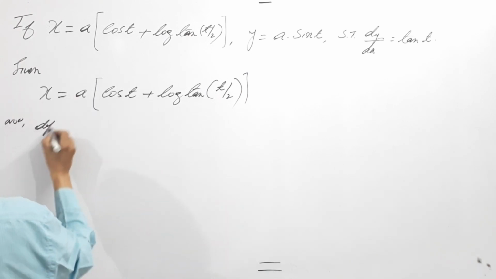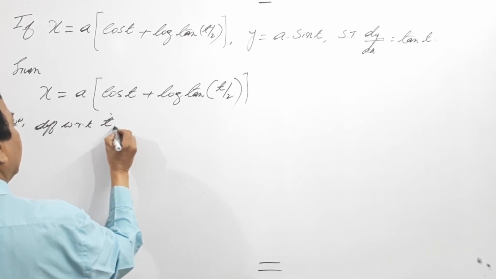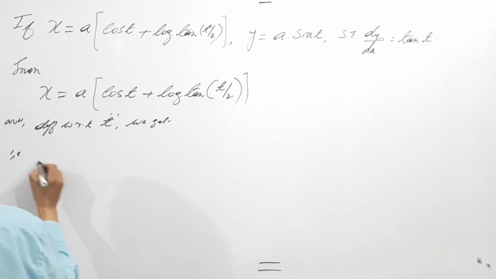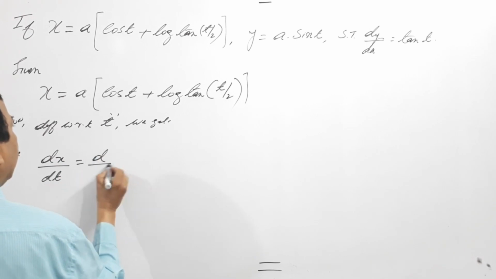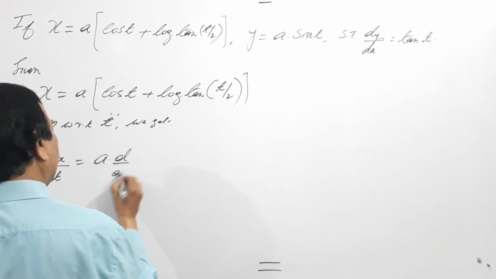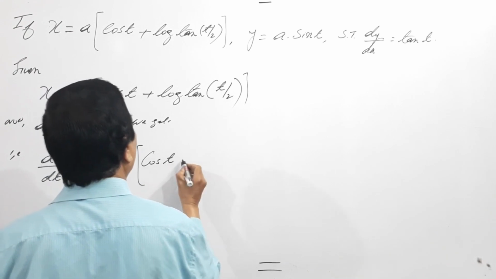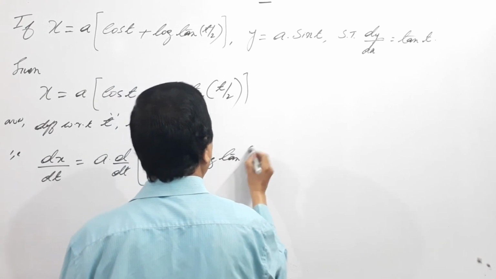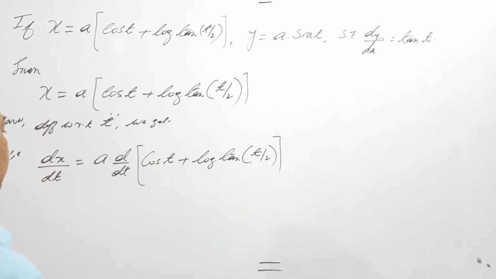Now differentiating with respect to t, we get dx by dt will be, I take this a outside, d by dt of cos t plus log tan of t by 2. Done. So what happens here?